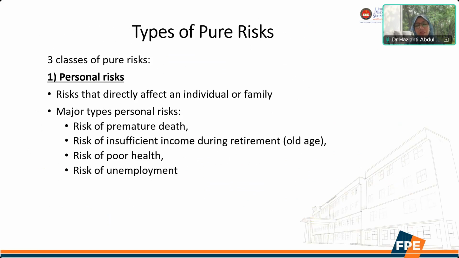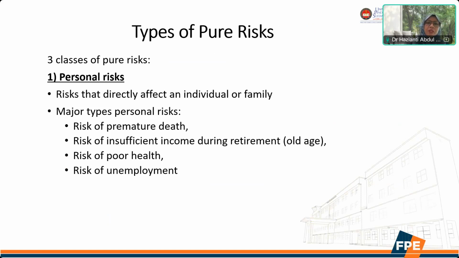For personal risk, as the name implies, these risks directly affect an individual or a family. So what are the major types of personal risk? Number one, risk of premature death. In insurance, normally we use the term premature death, which means the death happens prematurely, in an accident, maybe, during an accident at work.